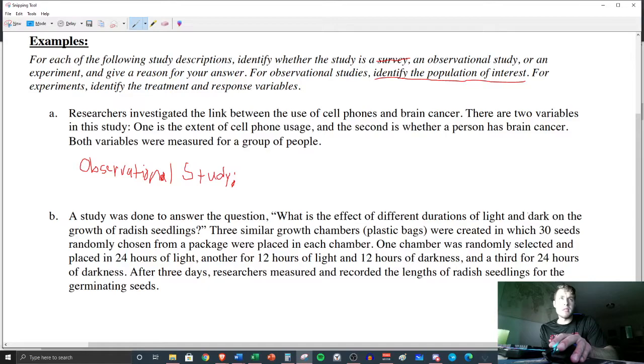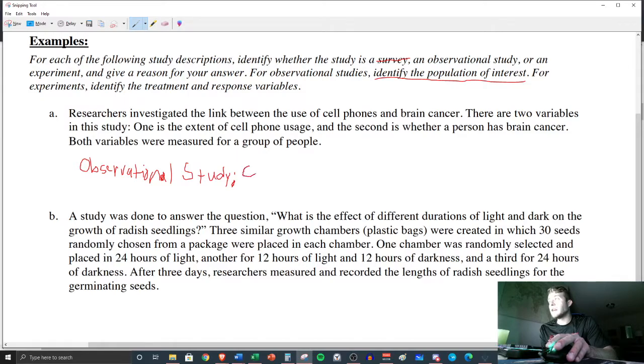We got to be a little more specific about that. What do we know about this group of individuals? Well, every single one of them uses a cell phone. They all have brain cancer? Well, probably not. We hope not, right? But every single one of them uses a cell phone.